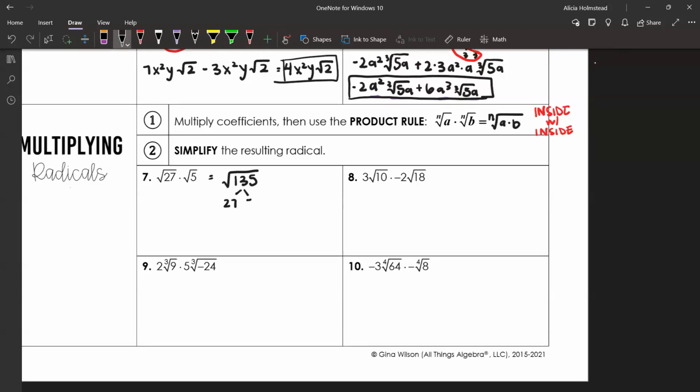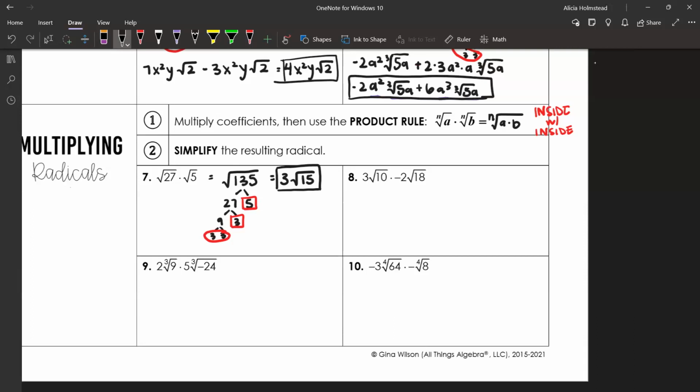So we know some factors are 27 and 5. 27 breaks down into 9 and 3. 9 breaks down into 3 and 3. Our index is a 2, so we're looking for groups of 2. Our leftovers will be a 3 and a 5. So writing this in a simplified form, we can take a 3 out, and then inside we'll have 3 times 5, which is 15. So the square root of 27 times the square root of 5 simplifies to 3 square root 15.